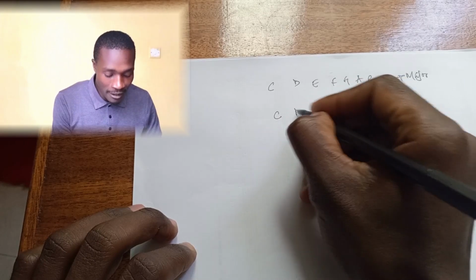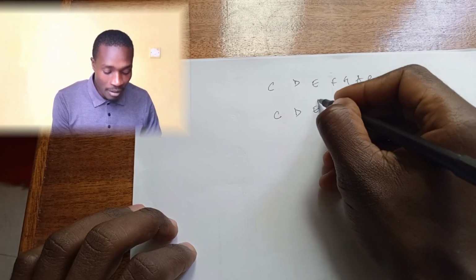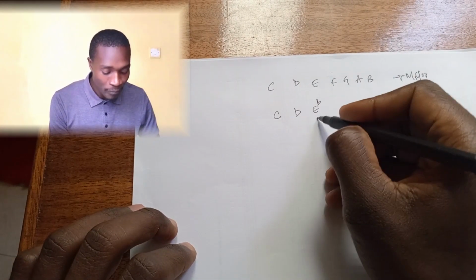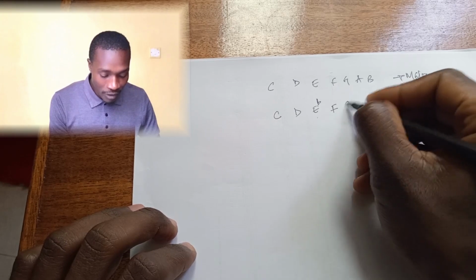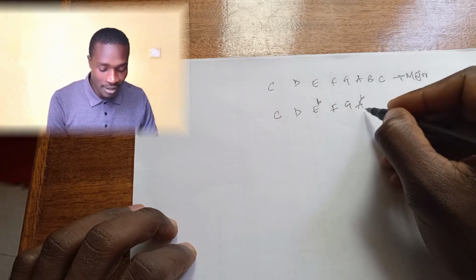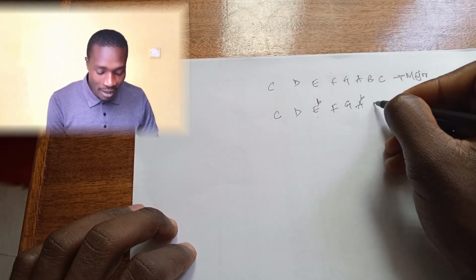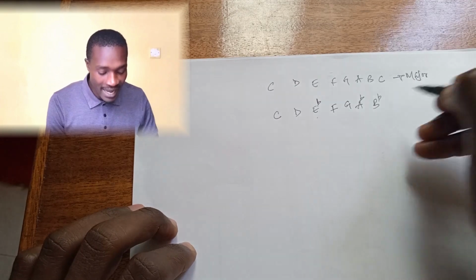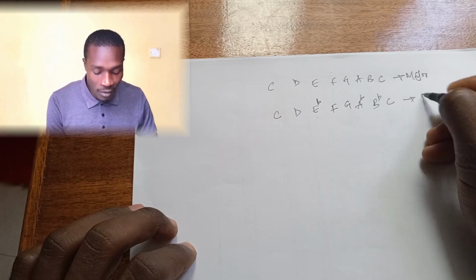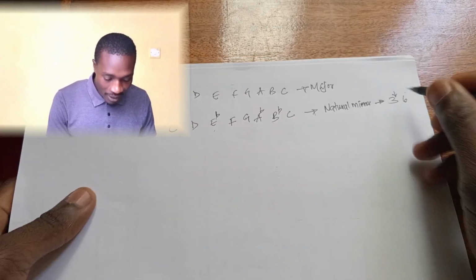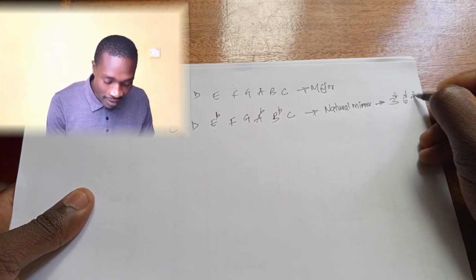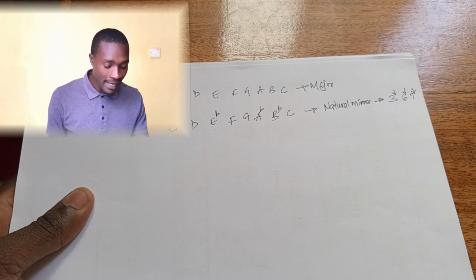So when we have C, D, our third is going to be E. By lowering the third by half a step, we are going to have E flat. Then we have F, G. Our sixth is going to be A. We lower it by a half step, which is going to be A flat. Then we are also going to lower our seventh by a half step, which is going to be B flat. And this one is going to give you a natural minor scale. Now, in this case, we have lowered the third, we have lowered the sixth, and we have lowered the seventh to give you the natural minor scale.